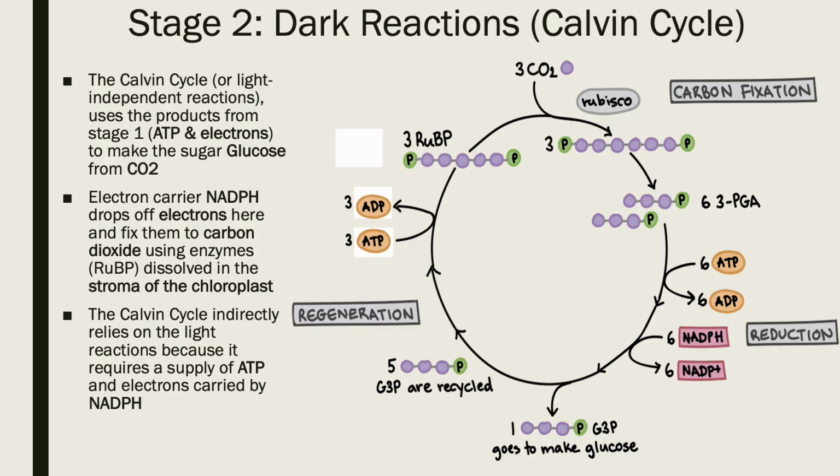And stage 2 is called the dark reactions, or the Calvin cycle. It's called the dark reaction because it does not require sunlight. This process happens 24/7. You can also see it called the Calvin cycle in some places because Calvin is the last name of the scientist who really figured out a lot of what was happening here.